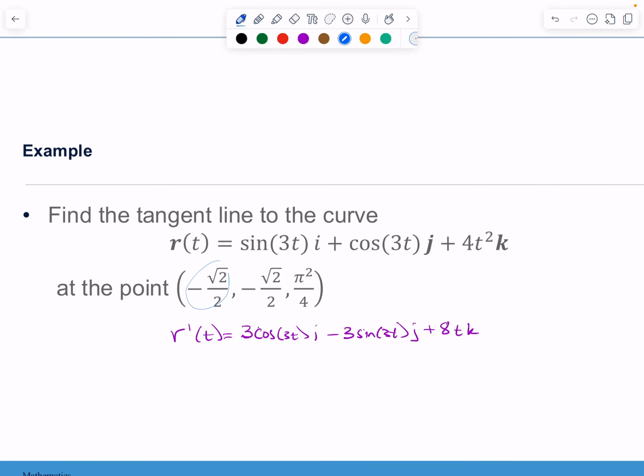This is the x-coordinate. This is the y-coordinate. And this is the z-coordinate. And so the x-coordinate must equal negative radical 2 over 2. The y-coordinate must equal the same thing. That really doesn't help me because sine and cosine are periodic. They just go up and down. So I don't know what the value of t is. And it could be a whole bunch of different things. But this next one is going to help me out greatly. Pi squared over 4 should equal 4 times t squared.